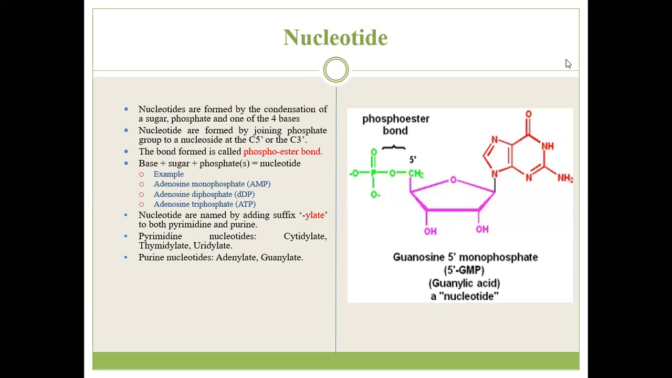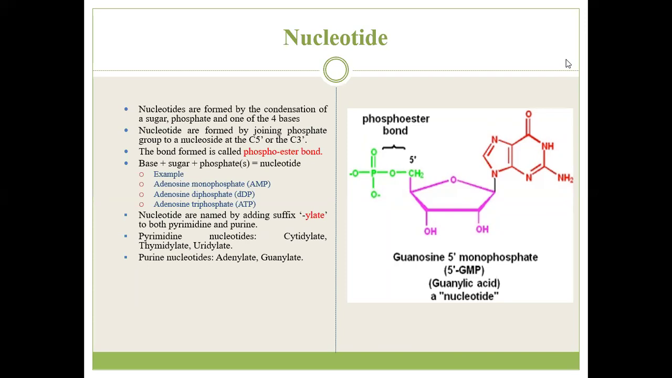When it is attached to carbon 3, for example, it will be nucleoside 3 monophosphate. If it is attached to carbon 5, it's going to be nucleoside 5 monophosphate. Depending on the number of phosphate groups that are attached: if it is 1, it will be monophosphate. If it is 2, it's going to be diphosphate. If it is 3, it's going to be triphosphate. Is that clear? Yes, sir.